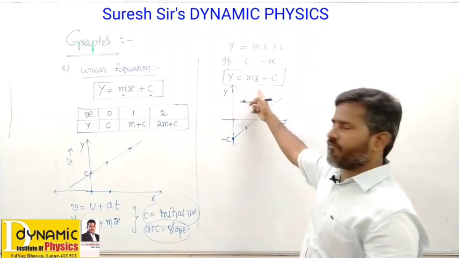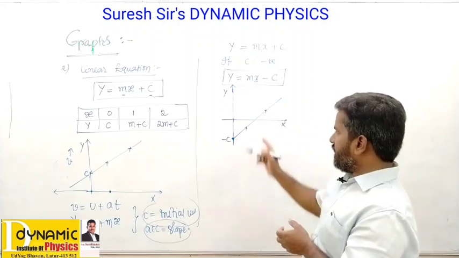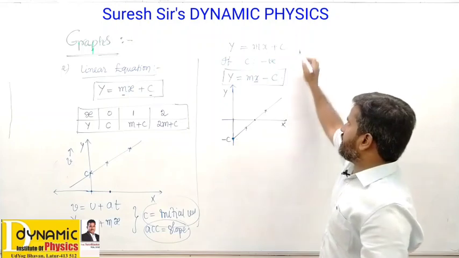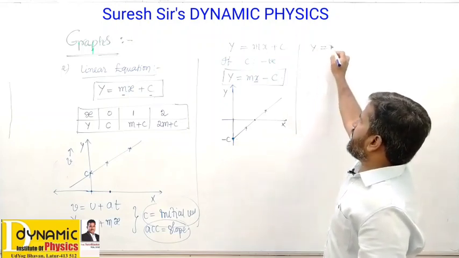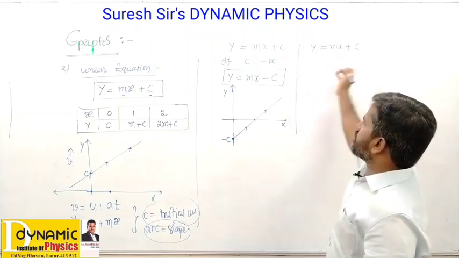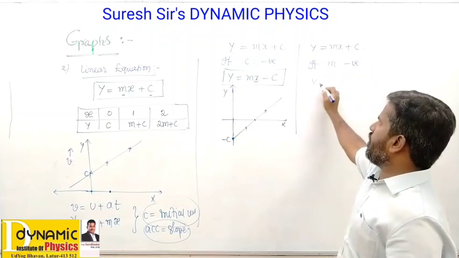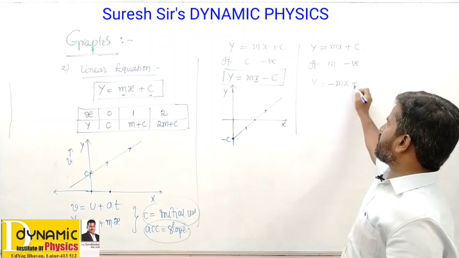In the photoelectric effect, the graph between frequency and kinetic energy is of this type. Again it is y equals mx plus c. If m is negative, the slope becomes negative, and y equals minus mx plus c.